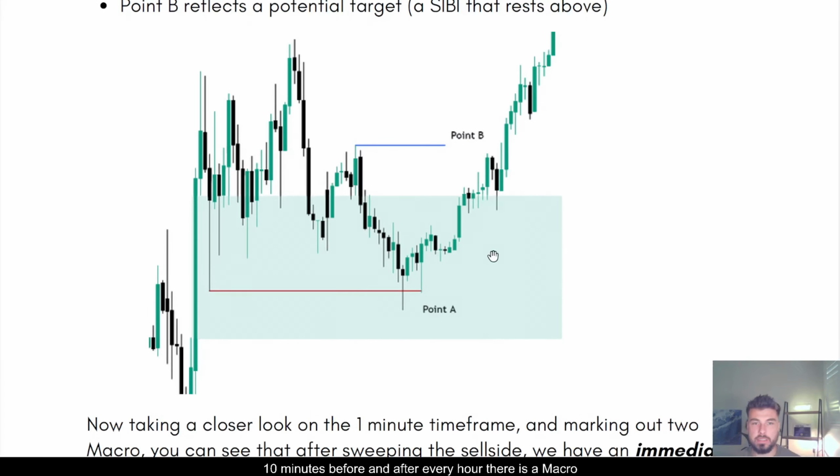Now, what is the significance of these 2 points, you might ask? Point A is where we sweep sell-side liquidity. What is important here is that we're sweeping liquidity inside of a fair value gap. That's important, write that down. We're sweeping liquidity inside of a fair value gap. We expect a reversal, but it's not enough just to enter from that. So again, this is a zone where I'm looking to take a trade once we sweep that liquidity.